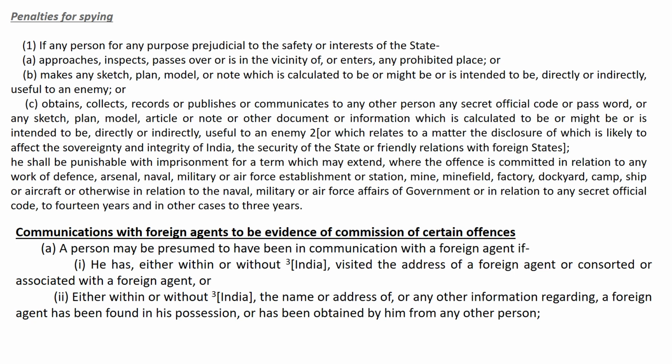Now, communication with foreign agents can be evidence of the commission of certain offences. A person may be presumed to have been in communication with a foreign agent if he has, either within or without India, visited the address of a foreign agent or consorted or associated with a foreign agent, or if the name or address of any other person regarding a foreign agent has been found in his possession or has been obtained by him from any other person.